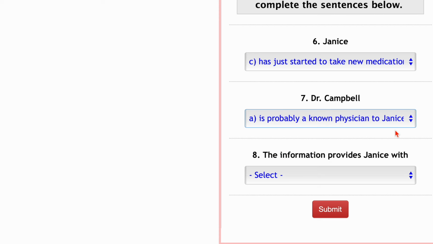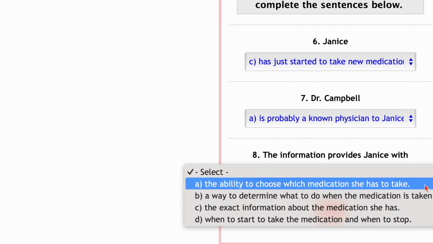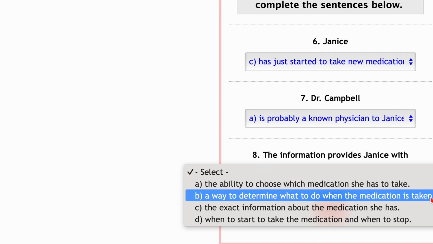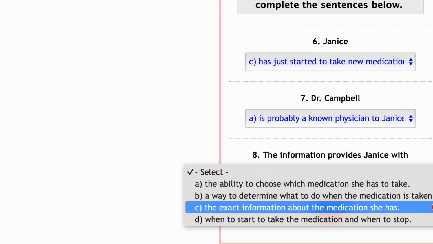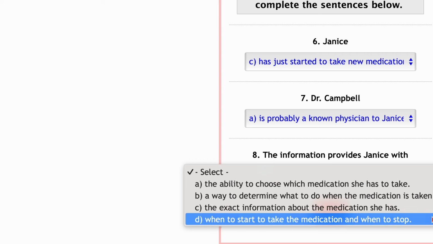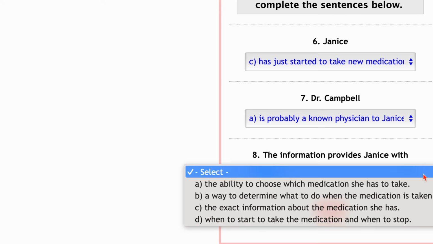And number 8, the information provides Janice with what? The ability to choose which medication she has to take. A way to determine what to do when the medication is taken. The exact information about the medication she has. When to start to take the medication and when to stop. Okay, so what do you think is the answer?